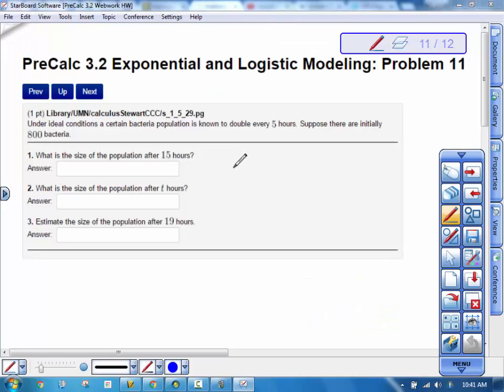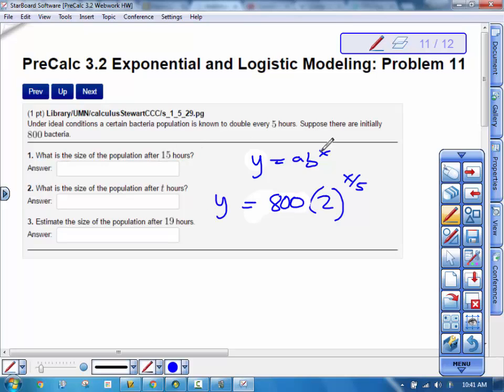Okay, the next problem then: under ideal conditions, a certain bacteria population is known to double every 5 hours. So we can use our formula y equals a times b to the x. If it's going to double, then our b is 2. And it happens every 5 hours, so we put 5 here in the denominator. So here's our formula then. A is the starting amount, y is the final amount. Suppose the initial amount is 800, so we put 800 in for A.